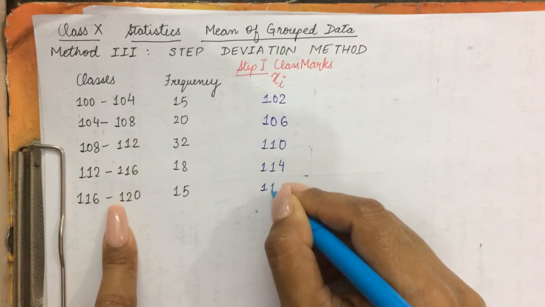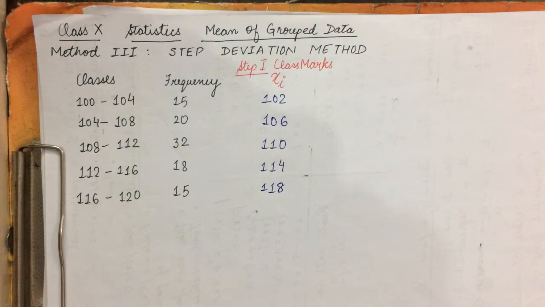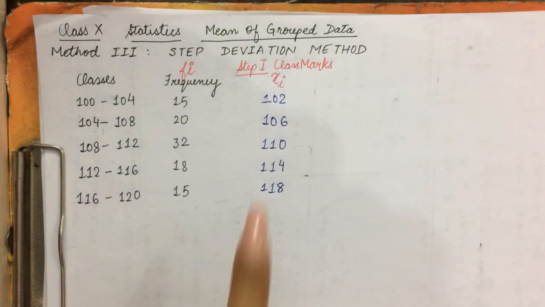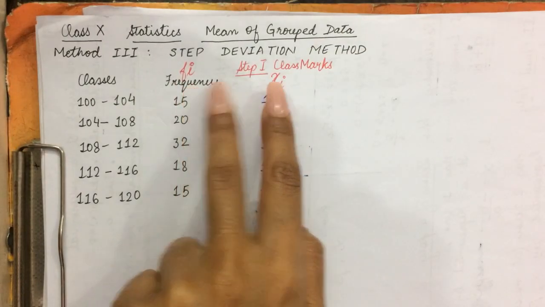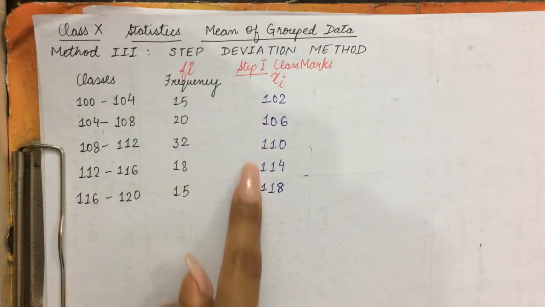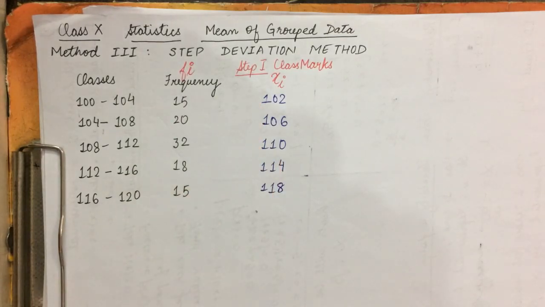114, then 118. If we were using the direct method, we would have used the frequency and the class marks. We would find the product and then we would apply the formula for the direct method. If we were using the shortcut method or assumed mean method, we would assume one of these values as the assumed mean and then we would find out deviations. Then we use deviations with frequencies.